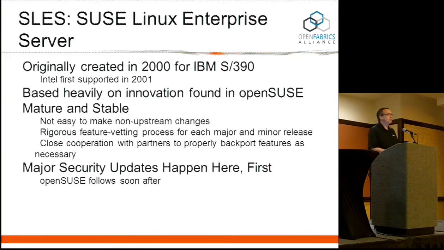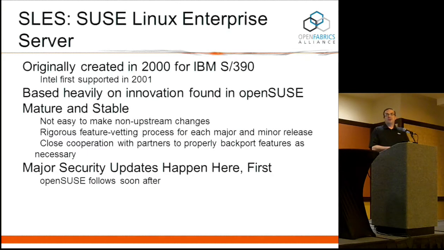Now, the enterprise server distribution was actually created in 2000 for the IBM S390. That was the first architecture it was built for. A year later, it was built for the Intel, but its foundation is the OpenSUSE distribution. A lot of the cutting, bleeding edge innovation that goes into OpenSUSE ends up in SLES once it's been tried and tested and proven.